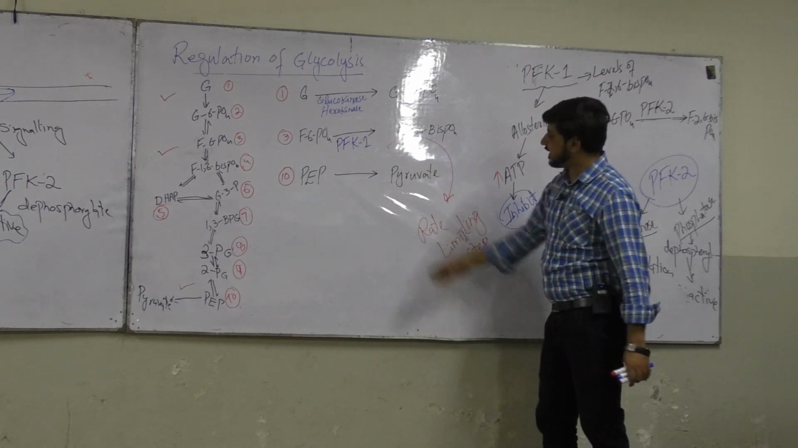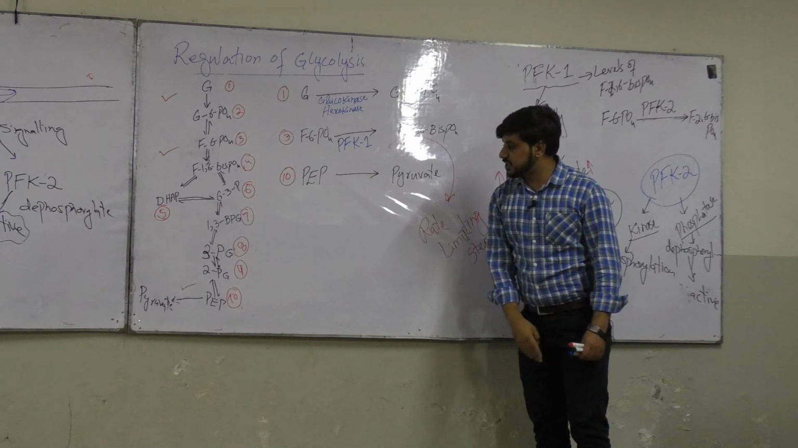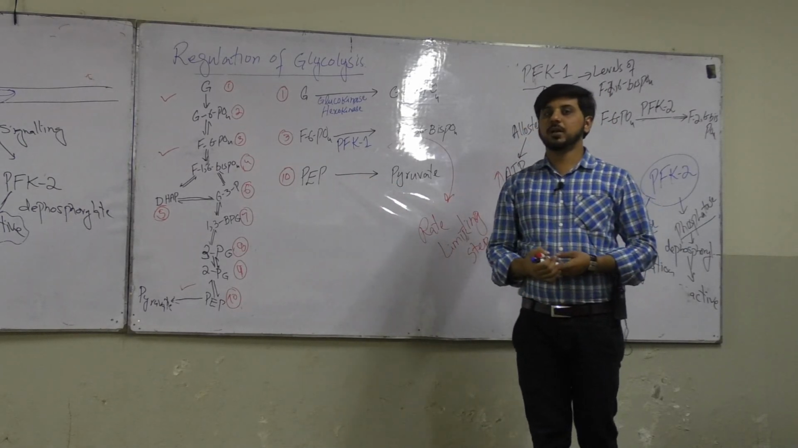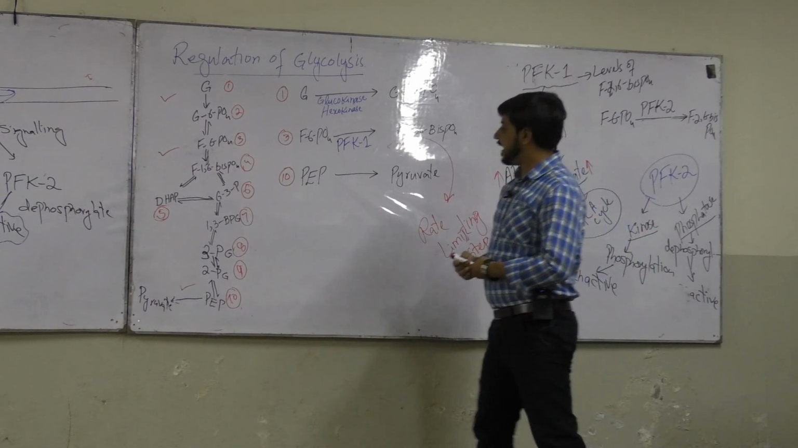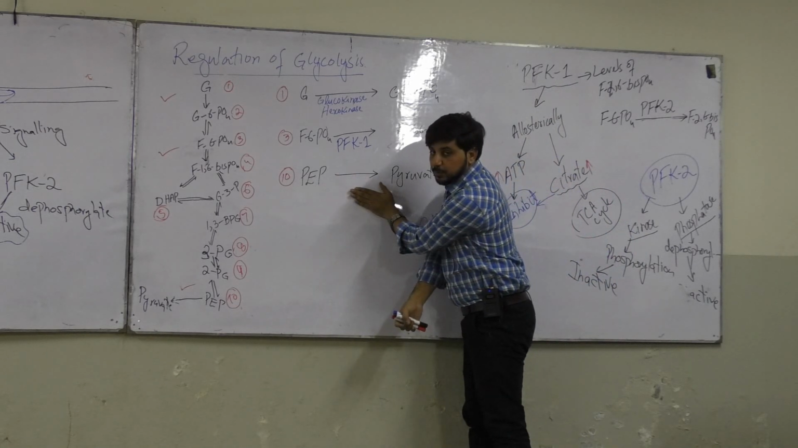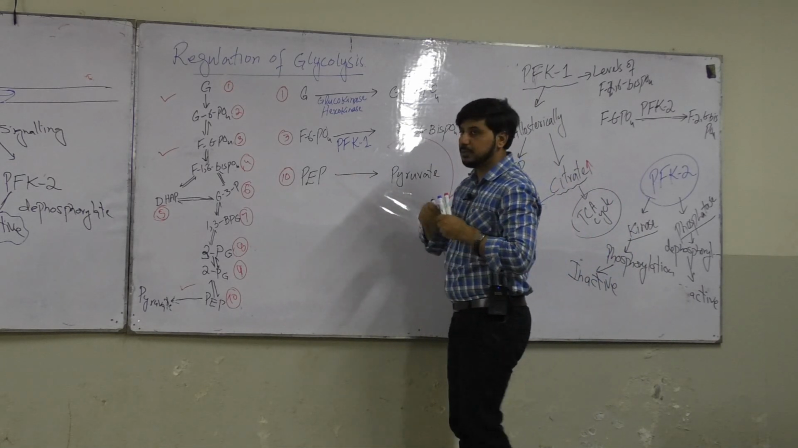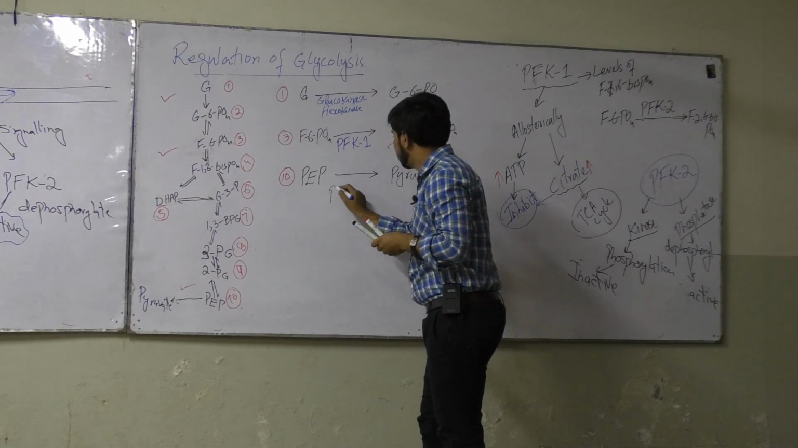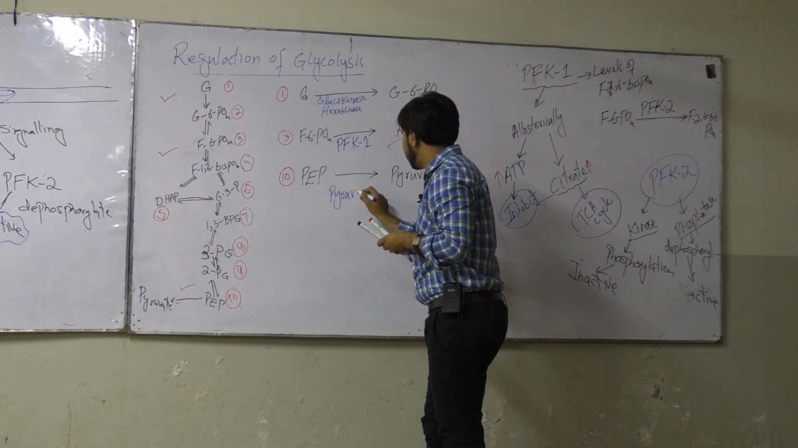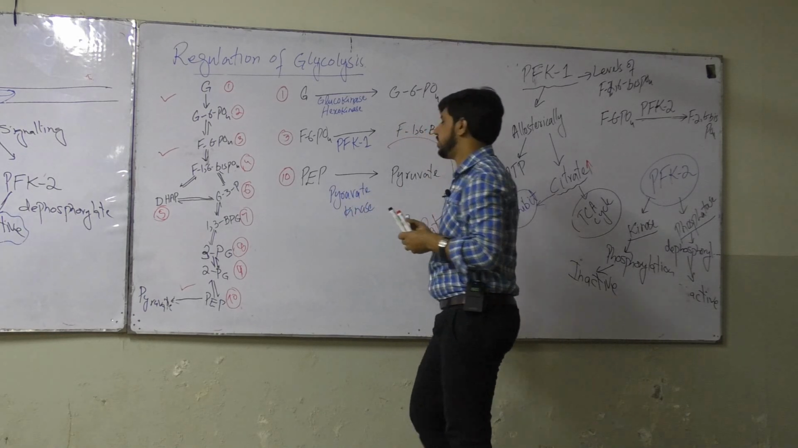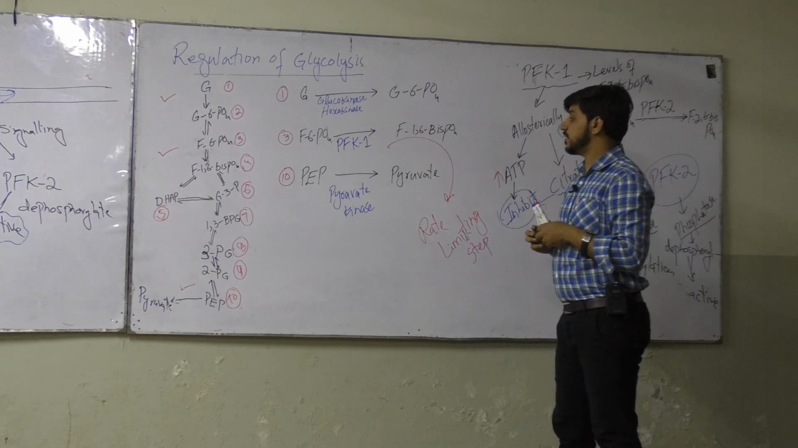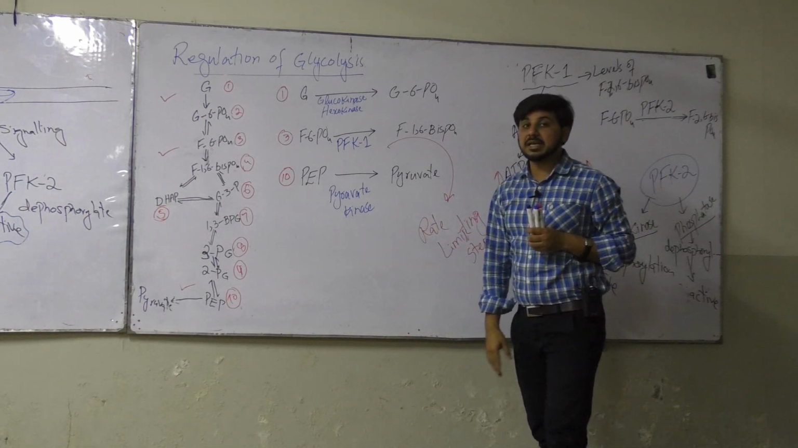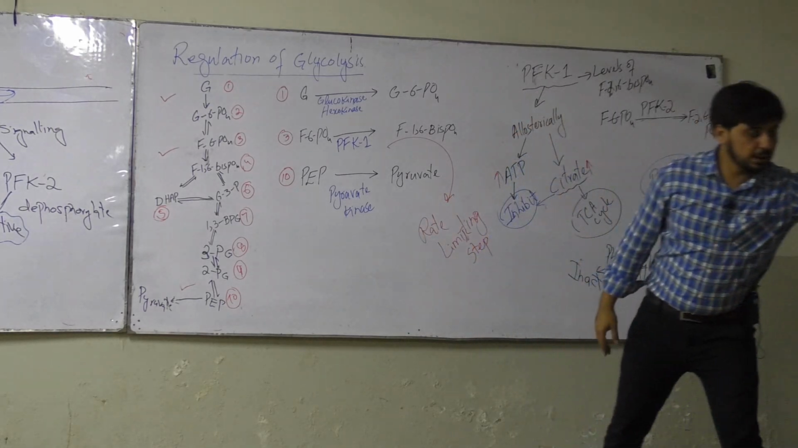Then comes the next chemical reaction, which is the phosphoenol pyruvate. In the next chemical reaction, in the phosphoenol pyruvate, the major enzyme which is involved is named pyruvate kinase. Again, this is a very interesting enzyme, and this enzyme is clinically very important. Now let me explain this.